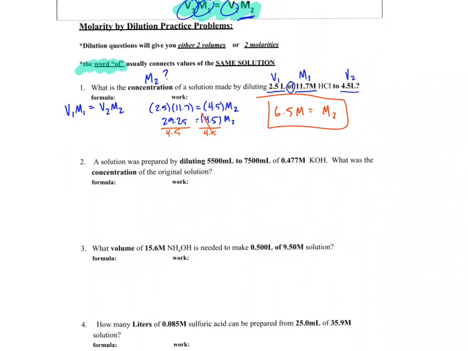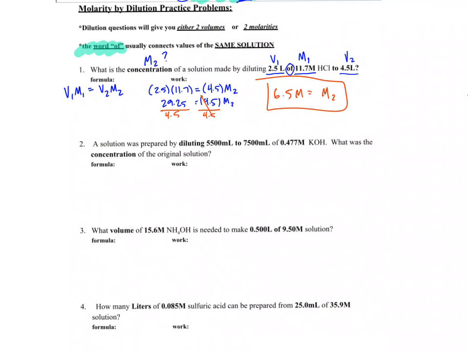Alright, let's take a look at the next example. It says a solution was prepared by diluting 5,500 milliliters to 7,500 milliliters of 0.477 molar KOH, potassium hydroxide. What was the concentration of the original solution?